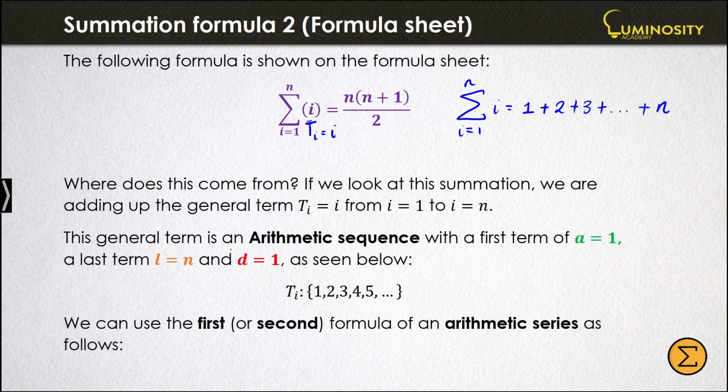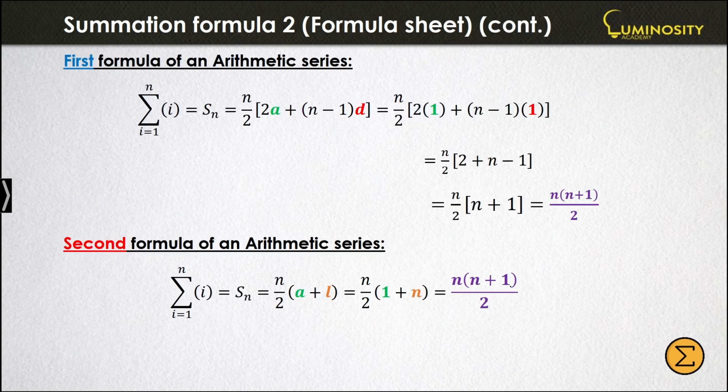But the general term is an arithmetic sequence. That is the key to showing why this summation formula works. The first term a is equal to 1, and the common difference is also d equals 1, because you're just adding 1 to get to the next term in the sequence. So this is the sequence: 1, 2, 3, 4, 5, all the way up to n. It would stop at n if you are adding up n terms. So we could use either the first or the second formula for an arithmetic series to show that this formula is actually true.